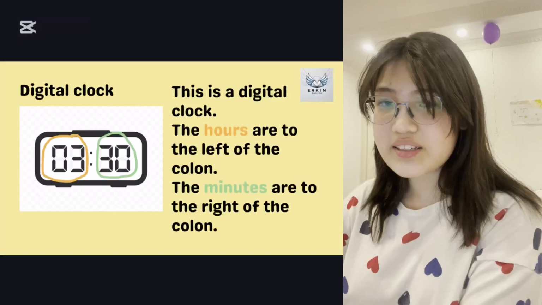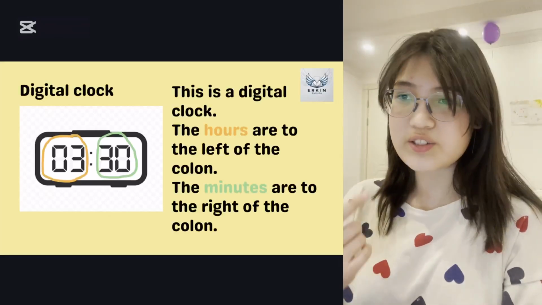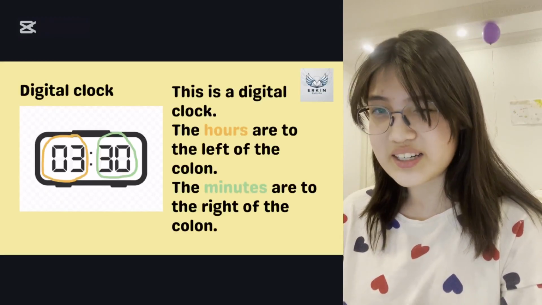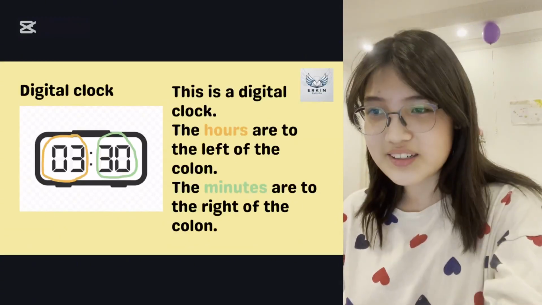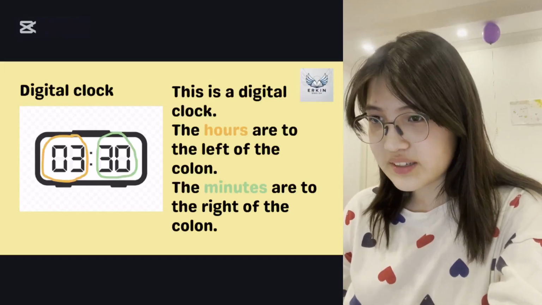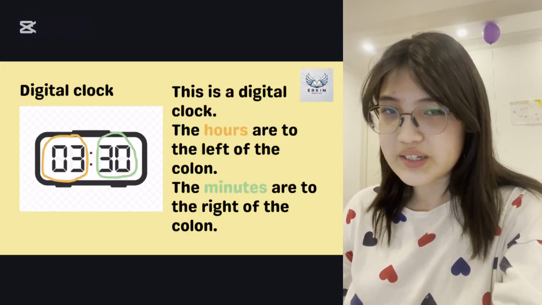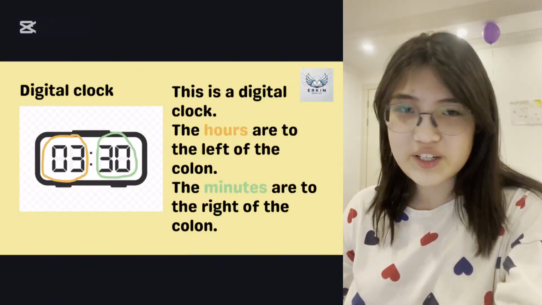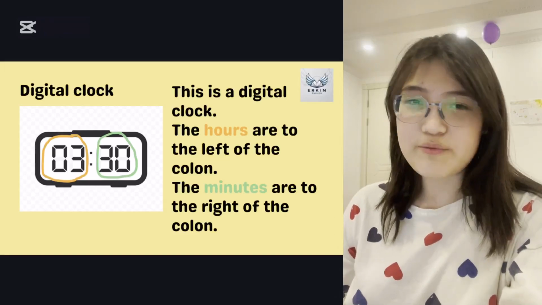to 11. And then, other than the analog clock, we can also use the digital clock to tell the time, where on the left-hand side of the column it represents the hours, and on the right-hand side, it represents the minutes. And on this one, we can see that it's 3:30, which can also be said as half past 3.